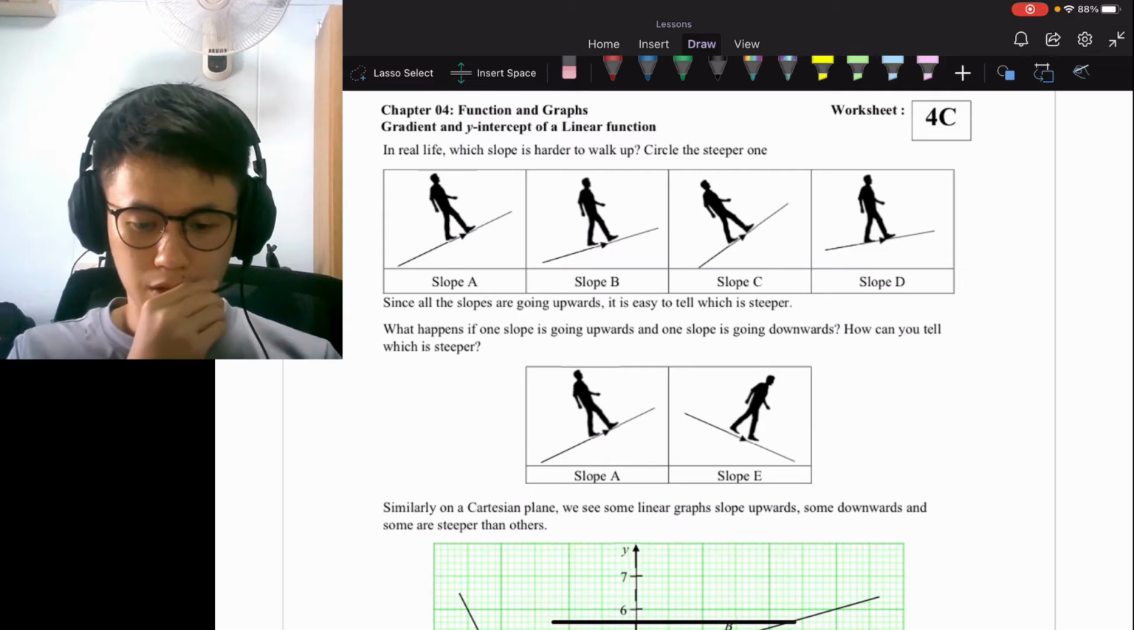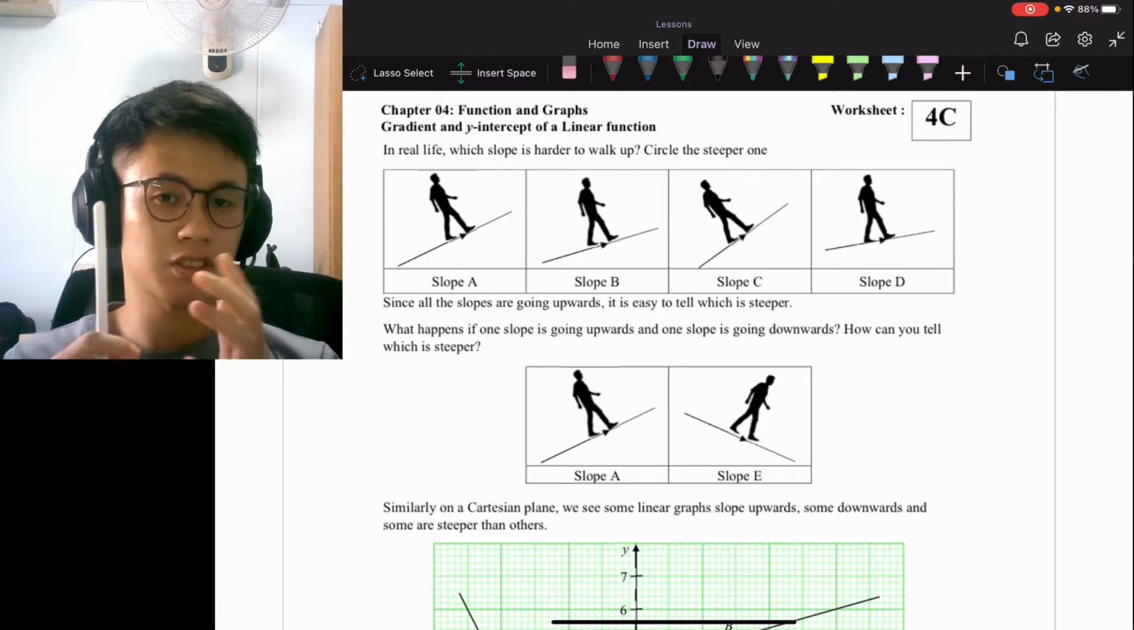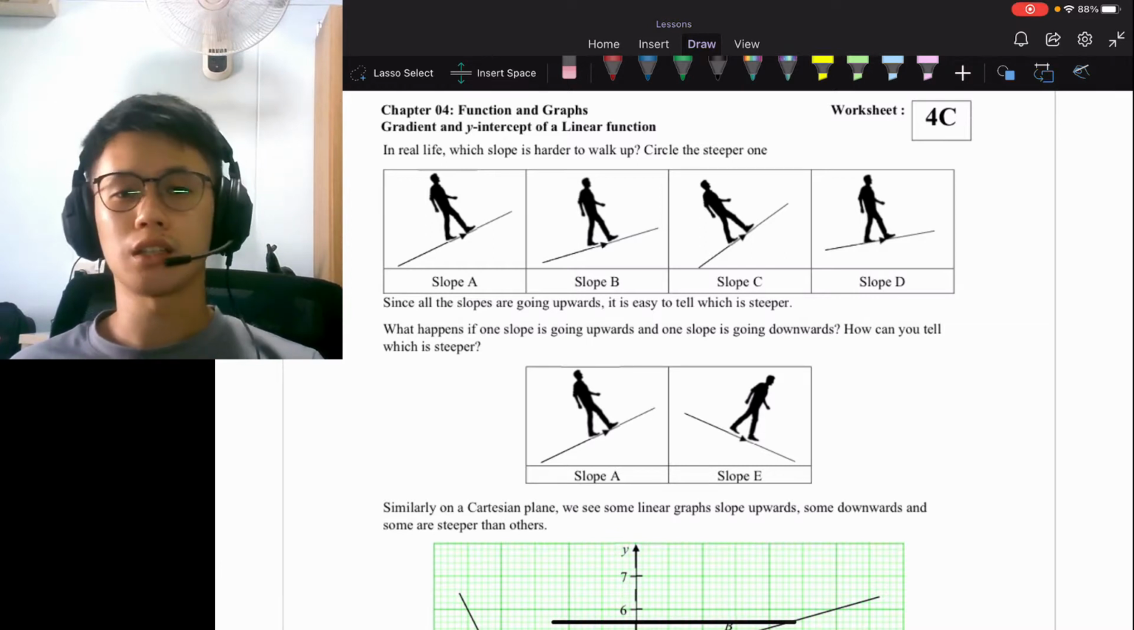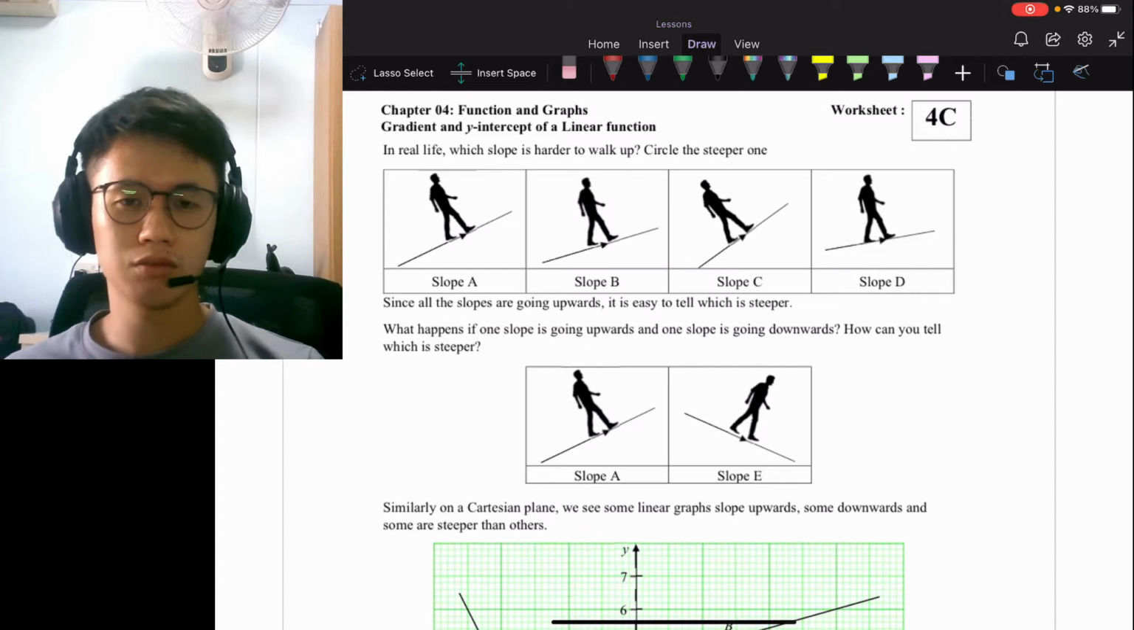Welcome to this lesson on functions and graphs. We're going to talk about gradient today, and why gradients matter. You know what a gradient is? But before we get there, let's look at real life.